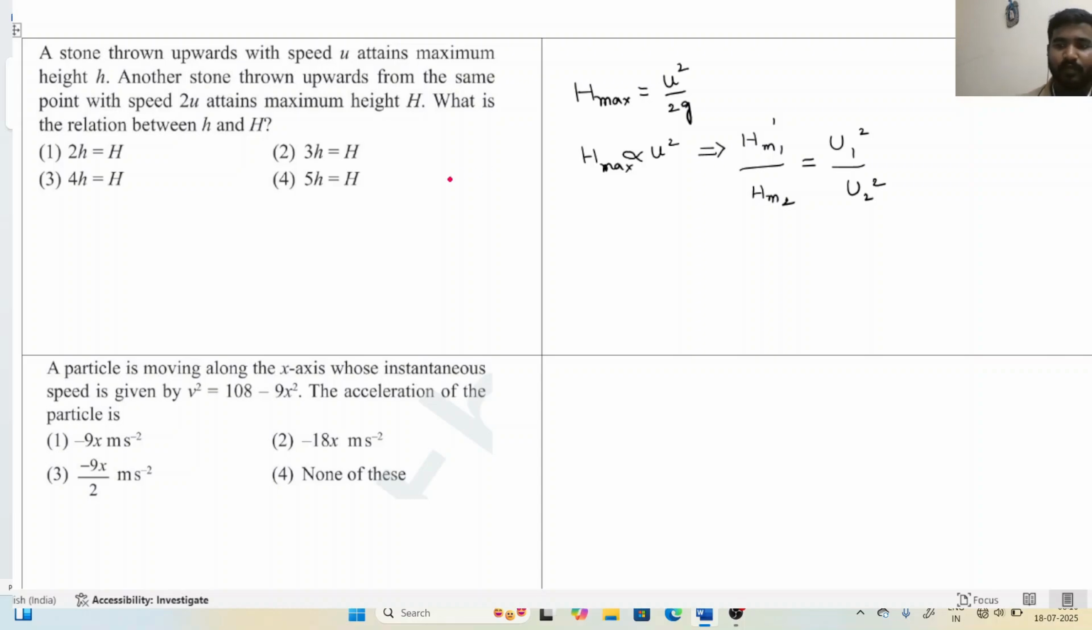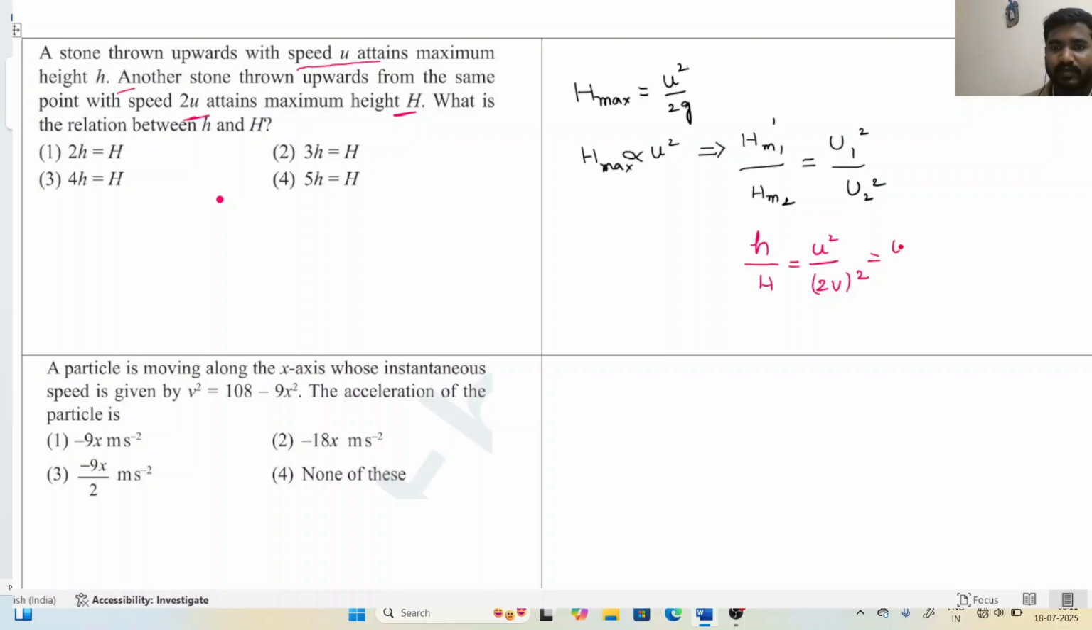In the problem, if you are projected with the speed u, it attains the height small h. And if you are projected with the speed 2u, it attains the maximum height capital H. Therefore, from this equation, small h divided by capital H: small h is the maximum height when velocity is u, so u square, divided by capital H, the maximum height when velocity is 2u, so 2u whole square.